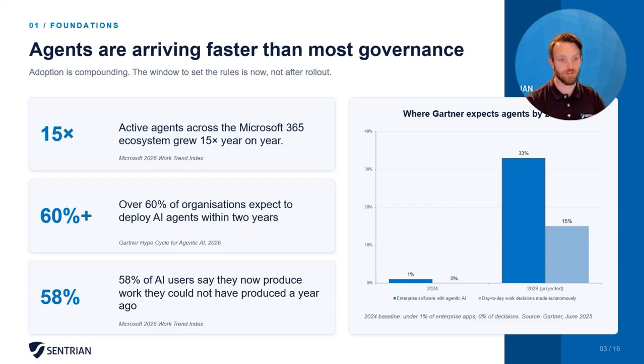So agents themselves are actually arriving faster than most governance can even keep up. I don't think that's going to be a shock to anyone. We've actually seen active agents across the Microsoft 365 ecosystem grow by about 15 times year on year. And that's not 15% year on year, that is 15x. So it's significant. Over 60% of organizations actually expect to deploy agents within the next 2 years. And 58% of AI users themselves actually say they can now produce work that they couldn't have produced a year ago, which is quite a significant little figure. And it says something about our changing work roles as well, but I suppose that's a different discussion as we all become little agentic managers.